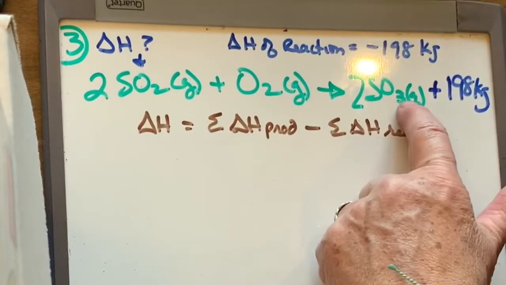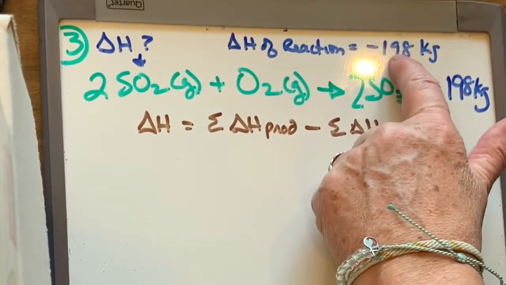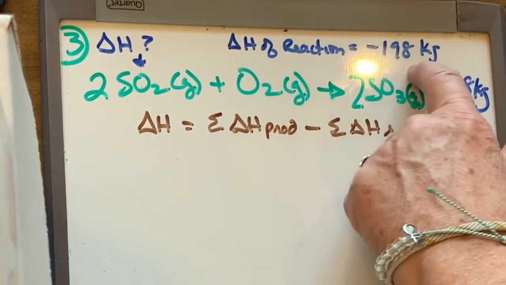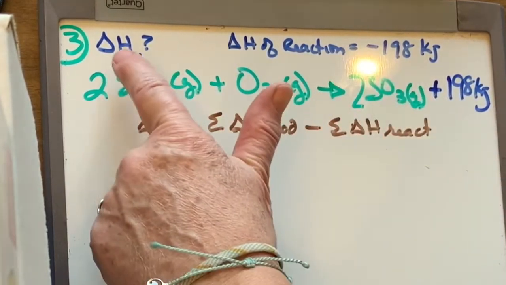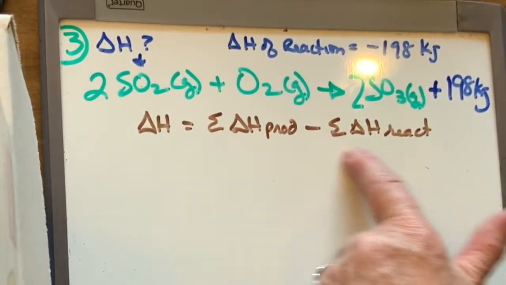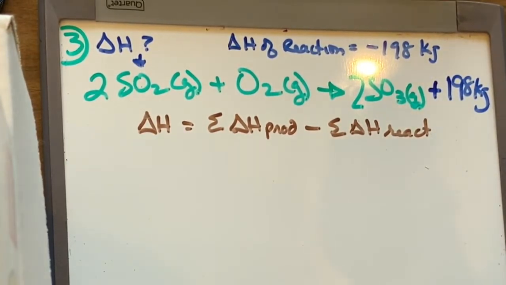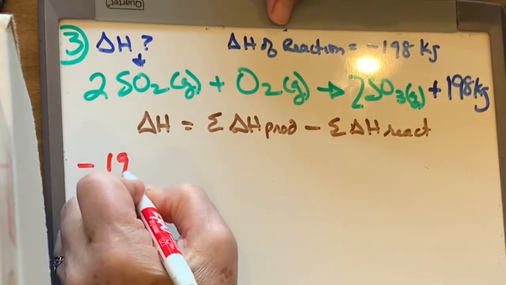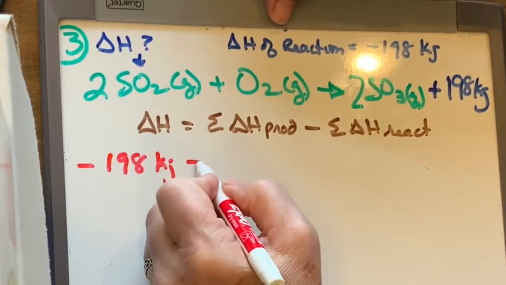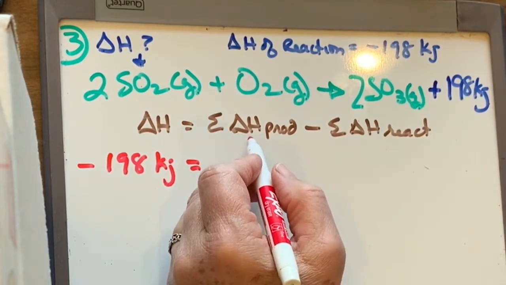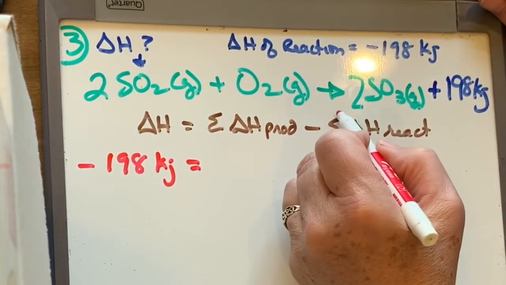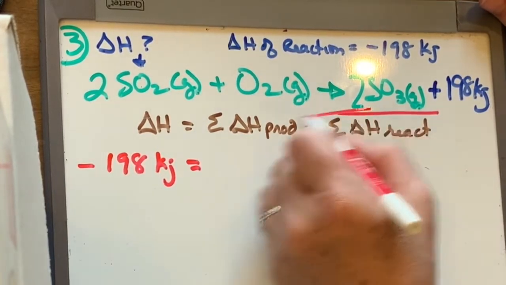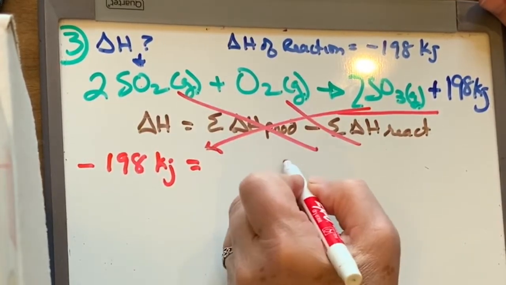Our reaction here, we know our delta H of the reaction is this, so I went ahead and put it there, but we're going to need it in this form. We're looking for our delta H, and we've got our formula here, which is Hess's law. So now we're just going to start plugging and chugging to see where we get. We know that the delta H of the reaction, minus 198 kilojoules, equals the delta H of the products minus the reactants. So we're going to figure what that is. Remember, we have to go products minus reactants, right?